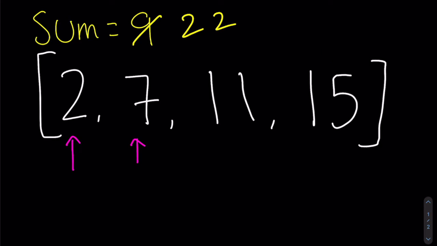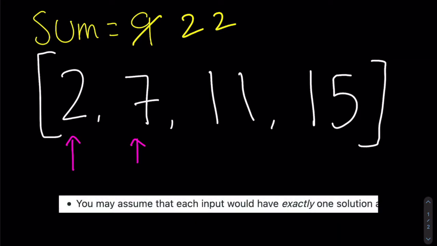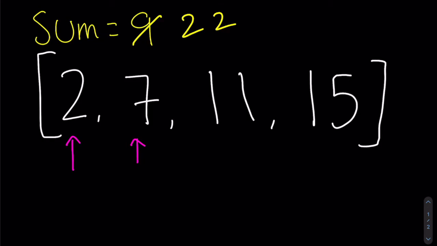Well, the first thing we should do here is think of the brute force solution. The brute force solution in this case is to iterate through all pairs of integers in this array until one pair adds up to the sum. And it was given to us in the problem that we may assume that each input would have exactly one solution. So there's guaranteed to be one pair here that adds up to 22. So how would we do this?